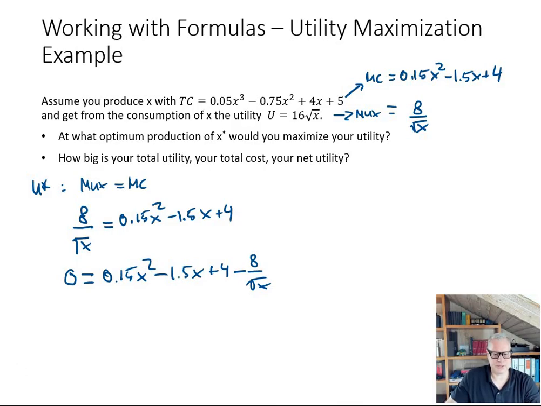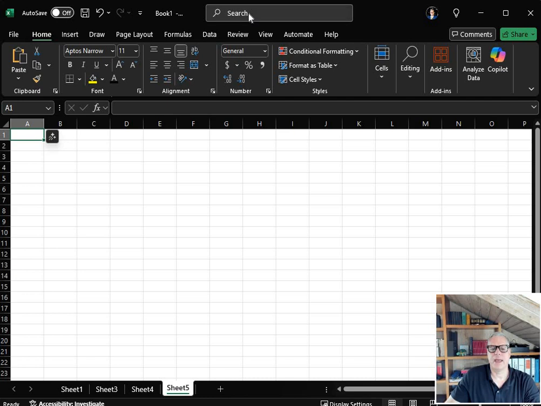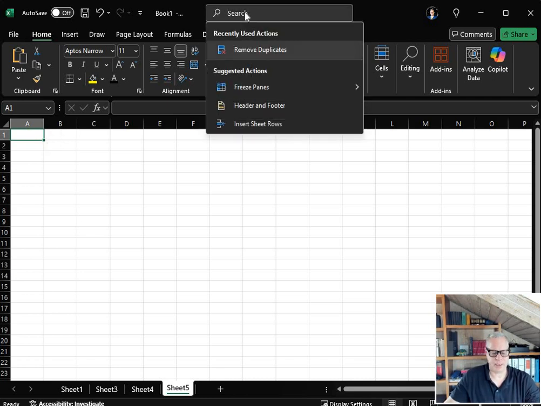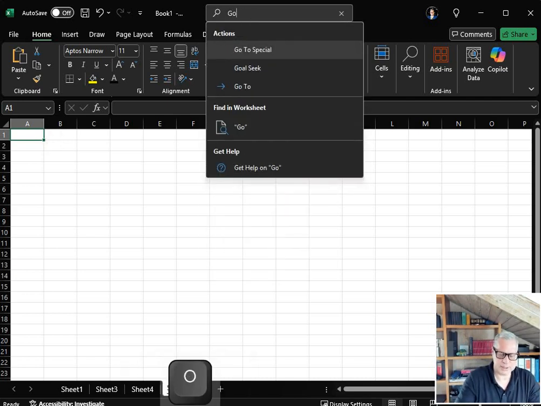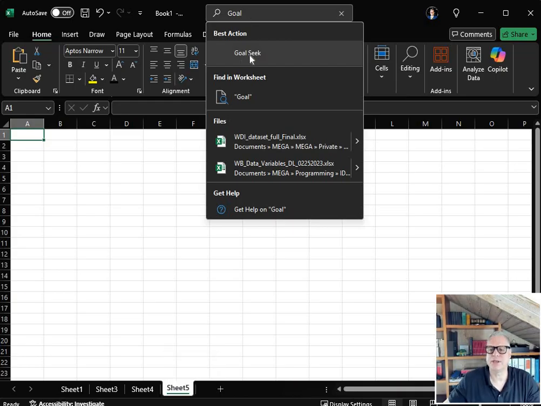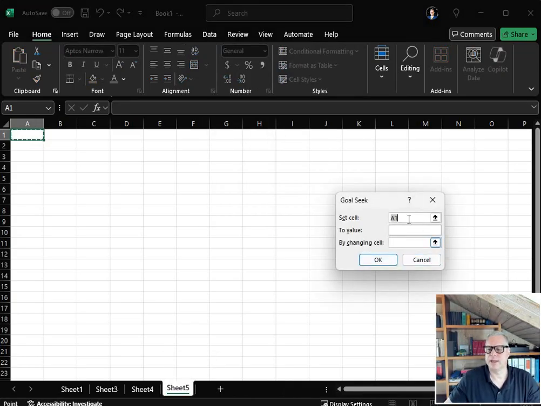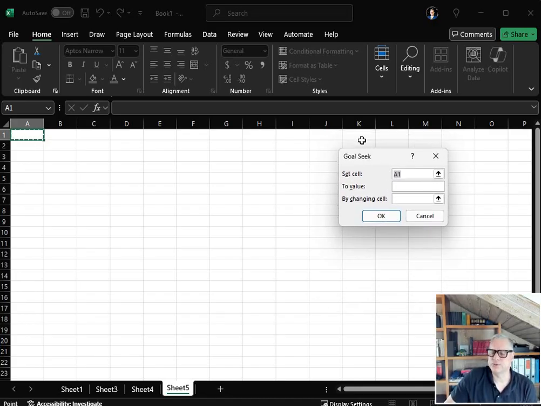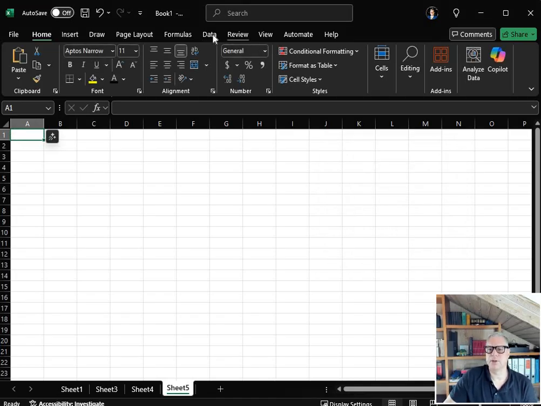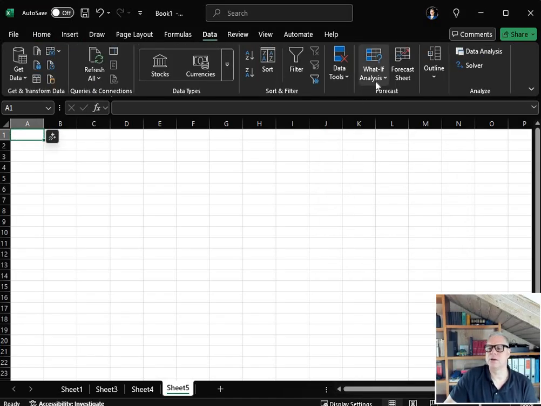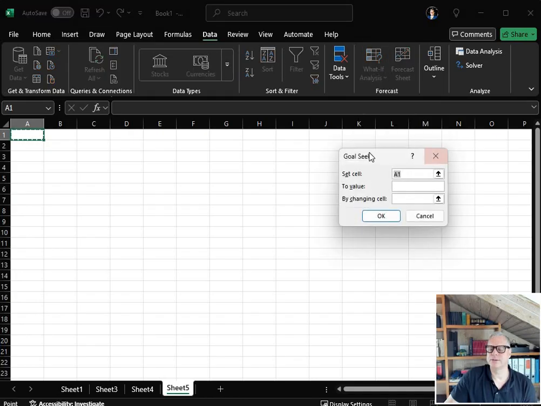Okay, let's pull up Excel. And then there is something which is called goal seek. So you can search for goal seek, and you see that pulls up a little box, goal seek. It is probably somewhere under Data, What-If Analysis. There you can find it too. Actually, let me quickly show it. I think it's Data, What-If Analysis, Goal Seek.